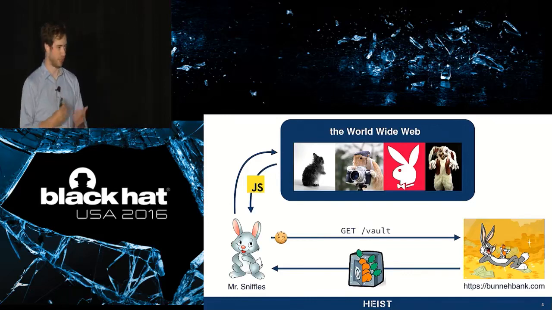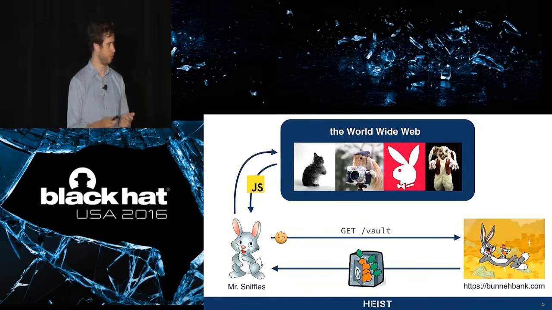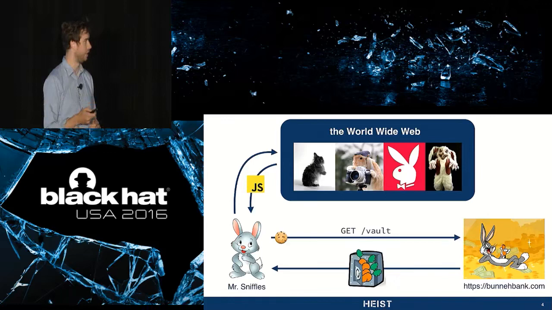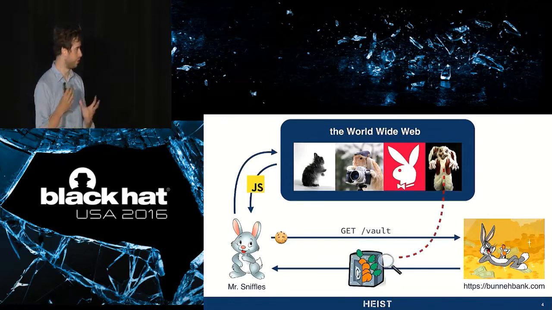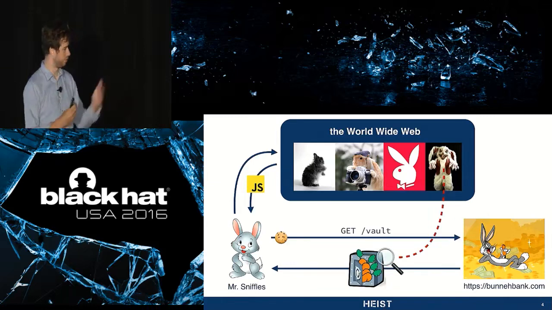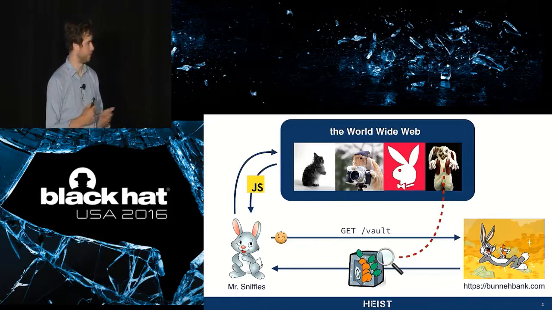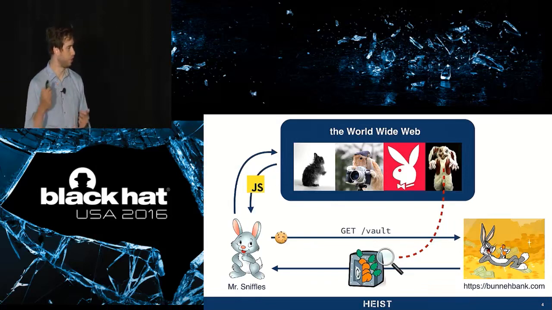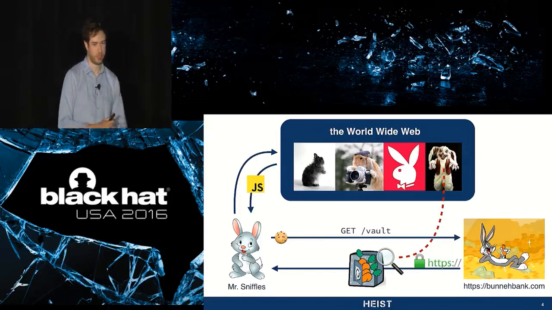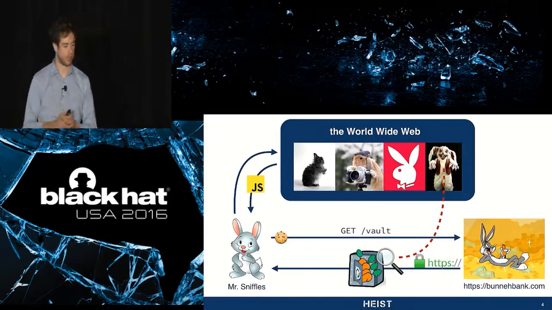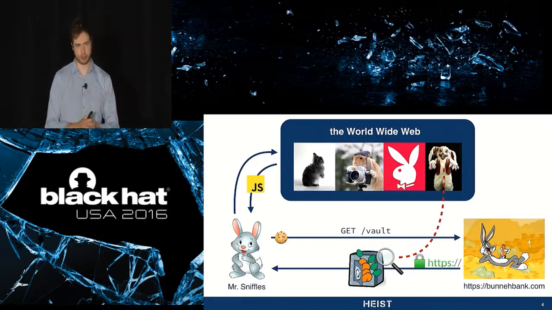But of course, there's the same origin policy. The same origin policy basically says that any website from a third party is unable to read out the contents of the cross-origin response, in this case, the vault. I should also mention that because bunnybank.com is offered over HTTPS, any man-in-the-middle attacker will also not be able to access the contents of the vault.